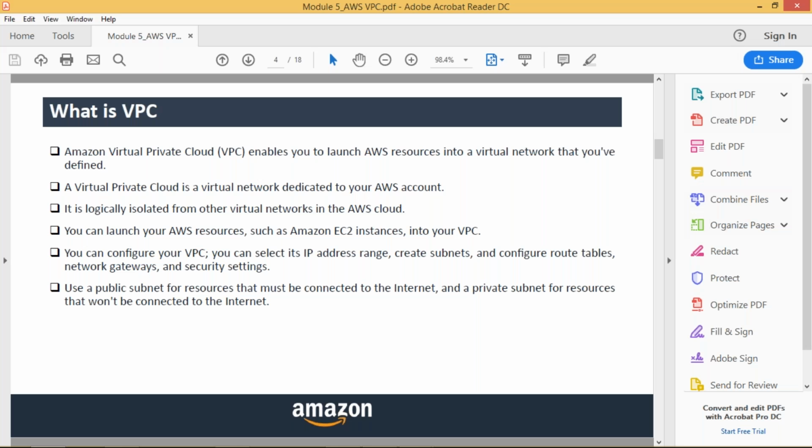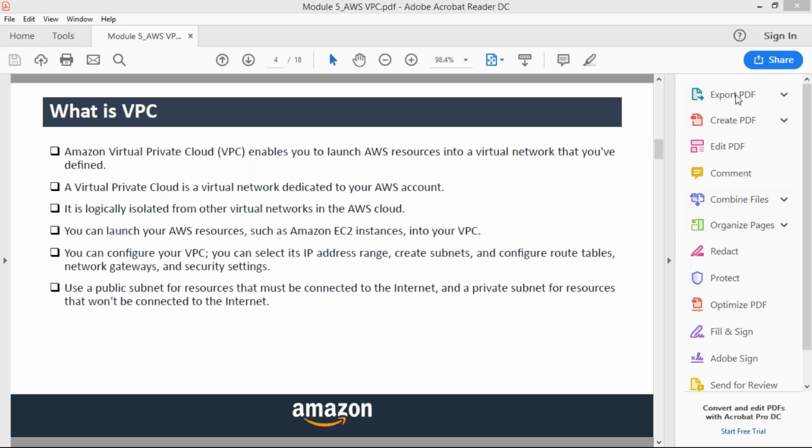Okay, so let's move on. I think we are working on the AWS environment. Are you guys able to see my screen? Yes, yes.